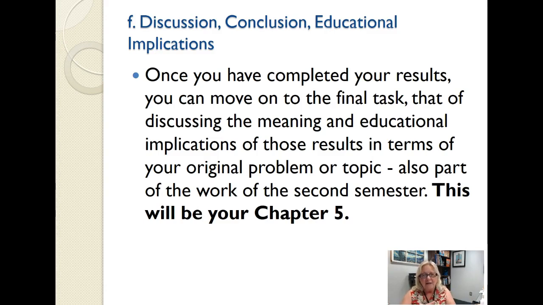Chapter 5 is the discussion of that data, the conclusion, and educational implications. In chapter 4, it's just straight data. We're going to look at an article next semester to see how this works out, because a lot of articles are written with this structure: lit review, reporting the data, and then discussing the data. So we're going to look at how that is done in a research article.